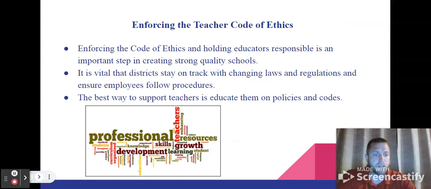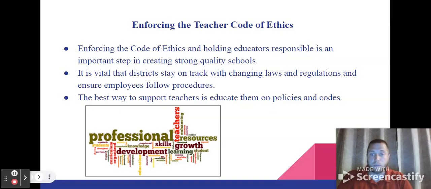So now that you've educated the teachers and you've connected them to statements, how do we enforce the Teacher Code of Ethics? Enforcing the Code of Ethics and holding educators responsible is an important step. It's important that educators stay on track with the laws and obey the laws and regulations. So this education piece is yearly, it's all the time. Part of the implementation process is making sure that you're educating the teachers, which then allows you to enforce and hold them accountable.